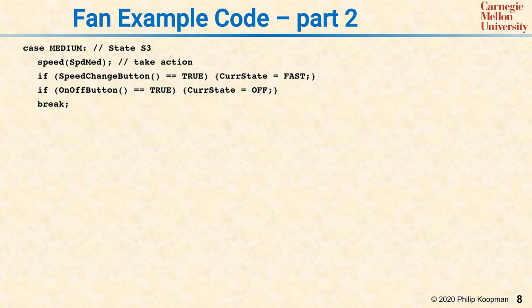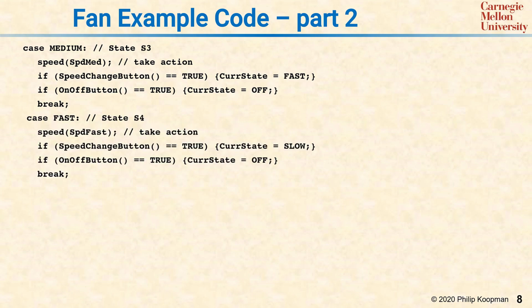Continuing with the code, if you're in state S3, which is medium speed, the side effect of actually setting the speed to medium is performed, and then the 2 outgoing arcs are checked to see if you stay in the same state, which is none of them are true, or you move to the fast state if the speed button has been pressed, or you move to the off state if the on-off button has been pressed. The last case handles fast speed, and again, you take the side effect, change the 2 arcs, and the fan turns off if the on-off button has been pressed.